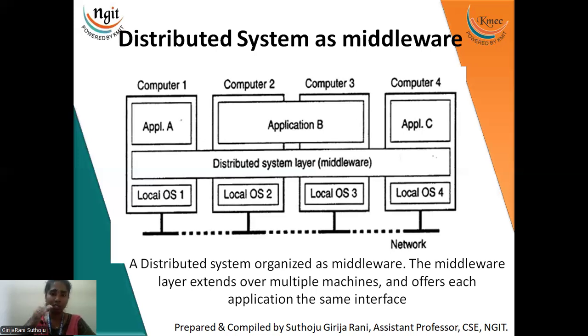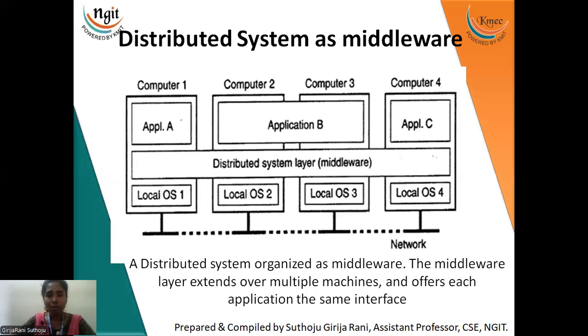So all the end users will see the same kind of environment, even though the background is different. If application A is communicating with operating system 1 here, the environment provided by the distributed system layer, I mean the middleware, will be the same. And application B is internally utilizing operating systems 2 and 3, but the output level will be the same as application A itself, right?